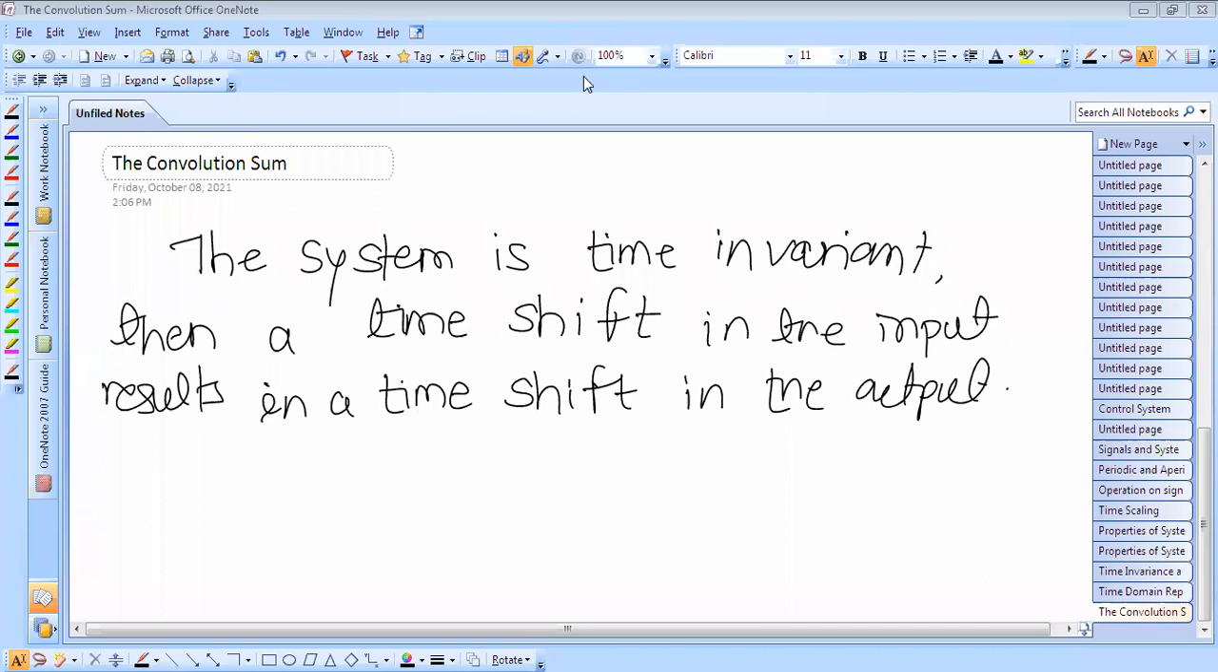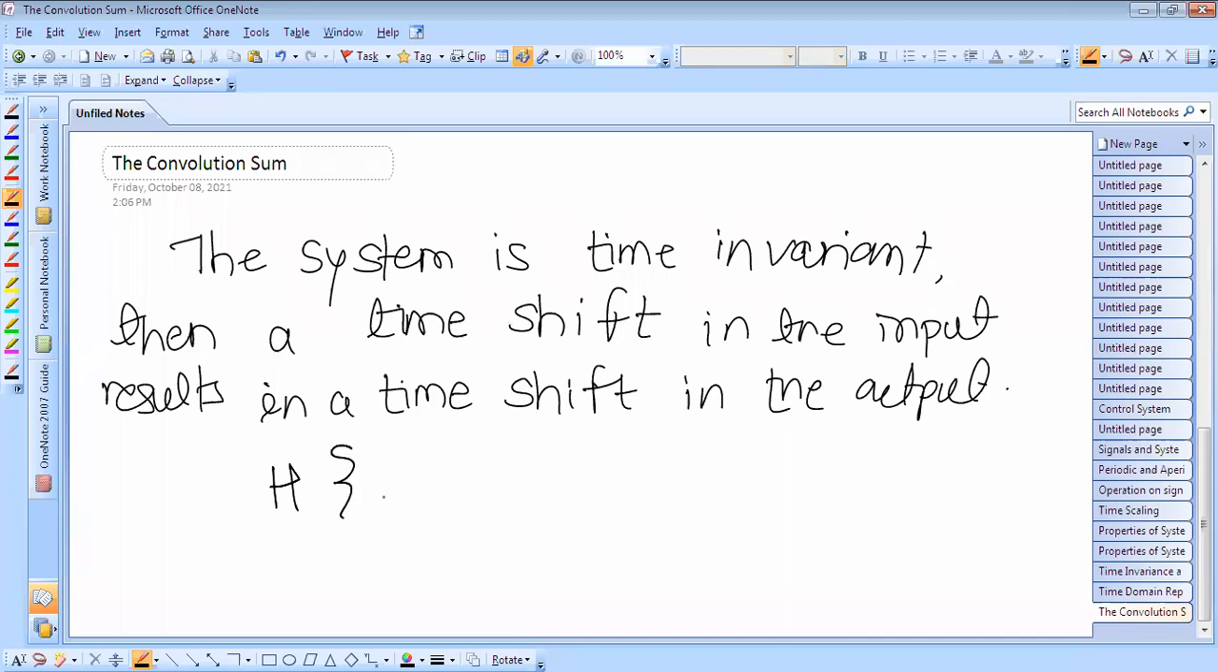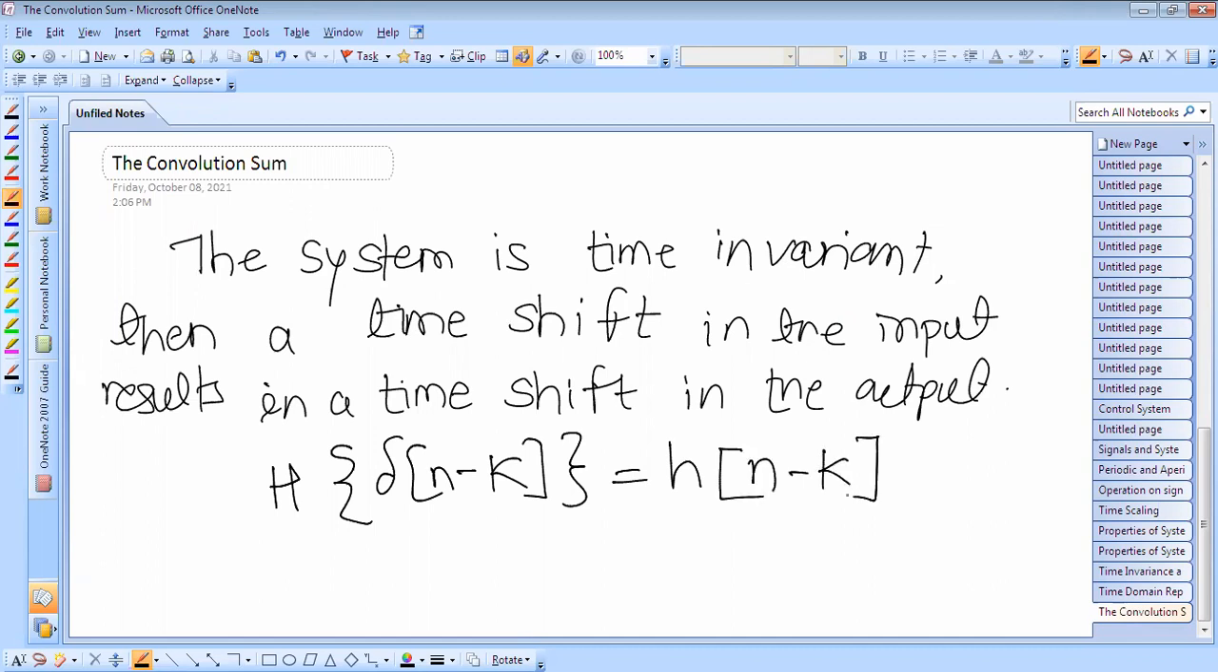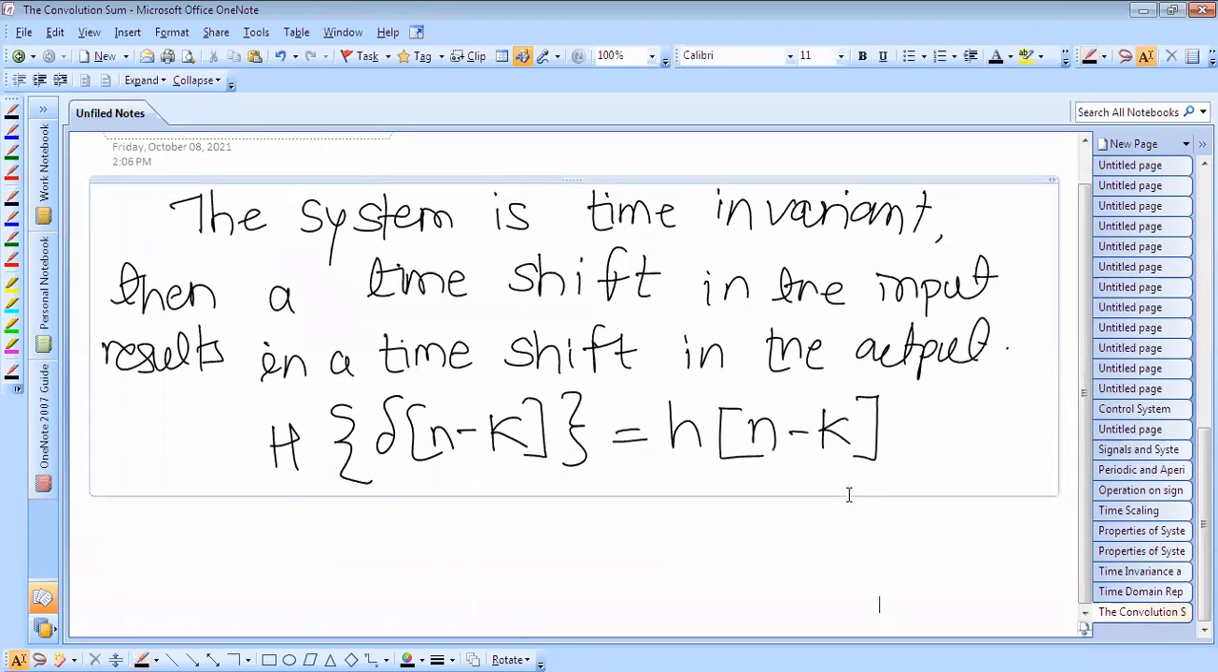This relationship implies that the output due to the time shifted impulse is a time shifted version of the output due to the impulse, and therefore we can write H of delta of n minus k, the impulse response, that is h of n minus k.